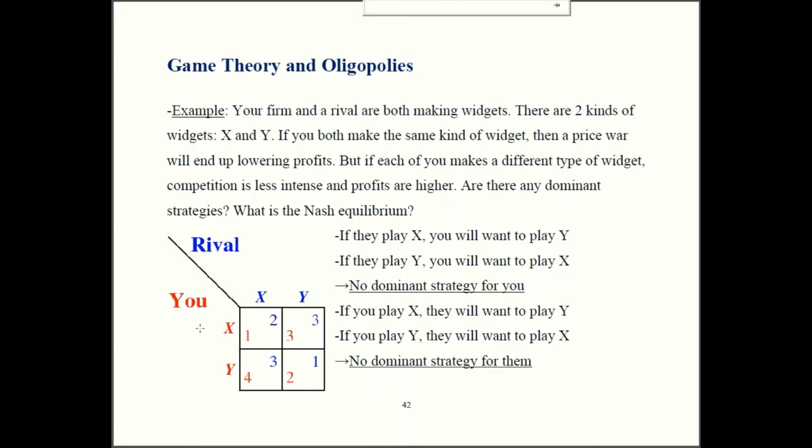Now, if you're playing X and they're playing Y, we're going to land over here. Their profits in blue are going to be 3 in that case. They want to have 3 instead of 2, so if they expect you to play X, they're going to play Y.